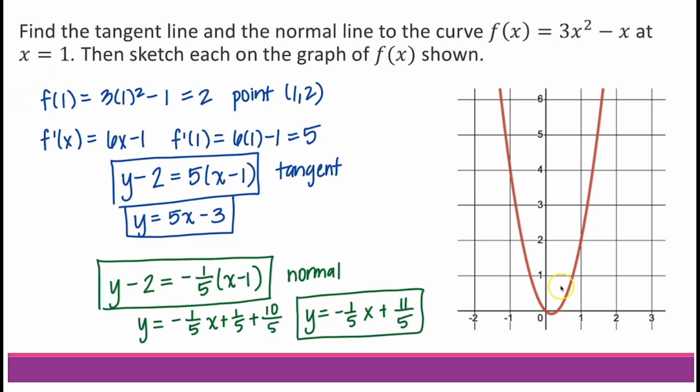So we're going to go to the x value 1, and we can see that the corresponding y value is 2. We solved for it earlier, and it matches with the graph. So my point of tangency is (1, 2).